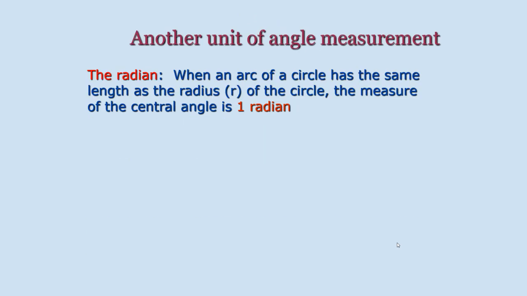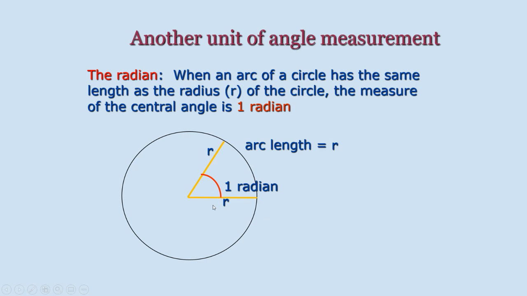Okay, so another unit of angle measurement is the radian. When an arc of a circle has the same length as the radius of the circle, the measure of the central angle is referred to as 1 radian. So what we're looking at is an angle. A central angle is when the vertex is at the center of the circle. So this is a central angle. You would have learned this in geometry. So if the radius of this circle is equal to the arc length, and arc length is part of the circumference going around the circle.